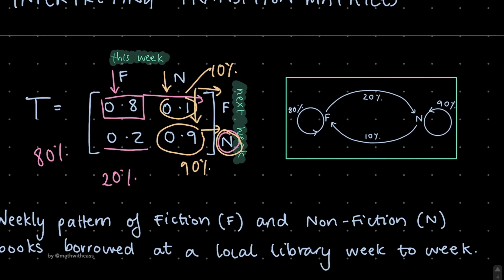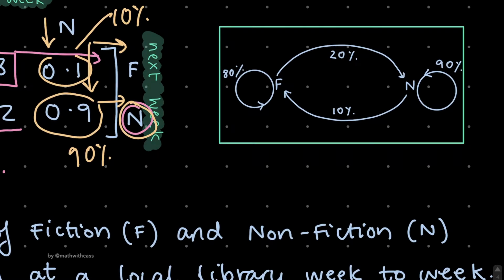And when we look at our diagram next to it, we can see that it makes sense. We've got the percentages here all labeled there, which signify the percentage of people moving around, transitioning their change in books per week.